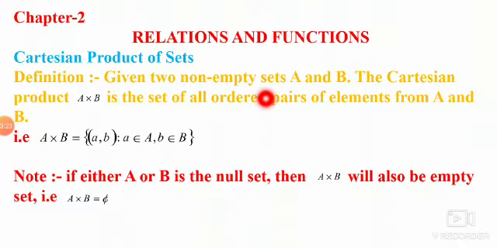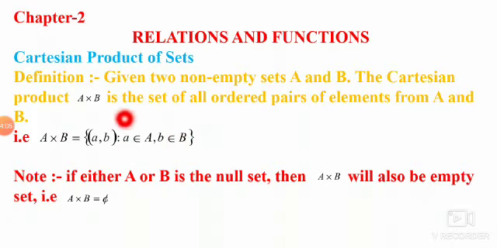Given two non-empty sets, capital A and B, the Cartesian product of A and B is denoted by A cross B. We read this as A cross B. It is the set of all ordered pairs. The elements of A cross B are in the form of ordered pairs of elements from A and B. That is, A cross B is equal to a set containing, in flower brackets, each element of A cross B in the form of ordered pair (a, b), such that the first element belongs to the first set and the second element belongs to the second set.